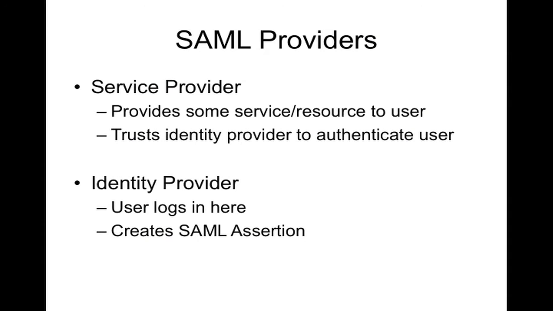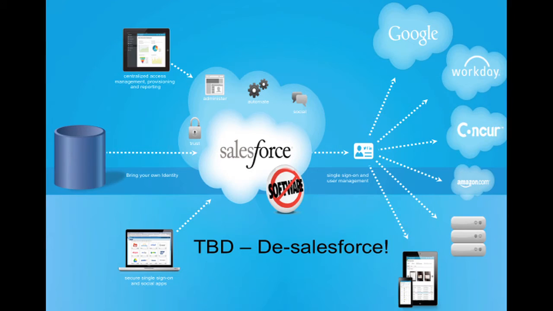Now, there's a little bit of jargon that goes with SAML. It's useful to understand. The service provider provides some service or resource to the user, and trusts the identity provider to authenticate that user. The identity provider is where the user logs in, and it creates a SAML assertion to send to the service provider. Now you can build identity architectures with this base.